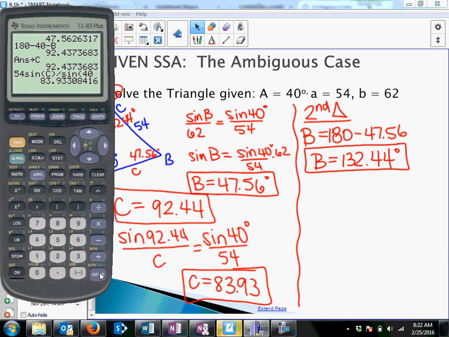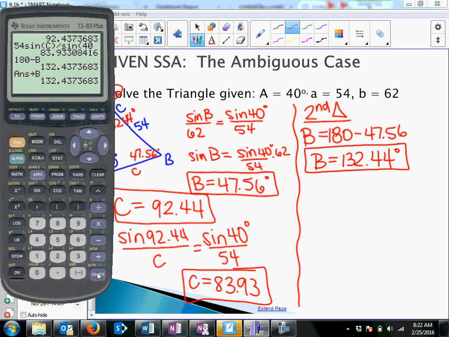Okay, let's go to our second triangle. Okay, now in our second triangle, angle B is the supplement. So in my calculator, and you can do this if you want to, if you don't want to, that's fine. I'm going to take 180 minus this 47.56. And that's my new B angle. Okay, so I'm going to store it again. All right, now it may be beneficial to us. I'm trying to squeeze this all in.